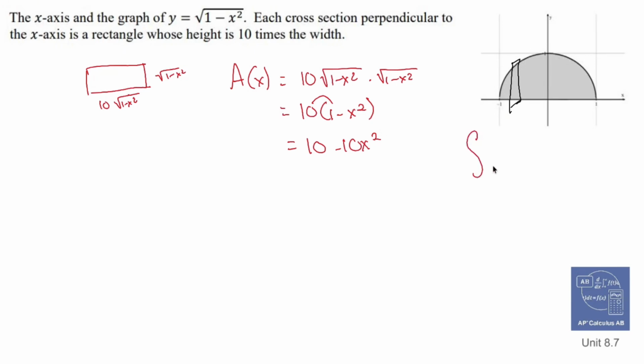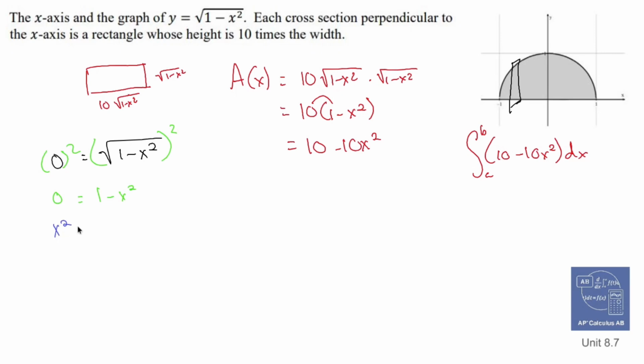So I'm going to integrate this: the integral of 10 minus 10x squared dx. Issue number one is I don't know my limits yet. But what I do know is this curve is set equal to the x-axis. So I'm going to do 0 equals the square root of 1 minus x squared. Let's square both sides, pretty easy stuff. That's just going to make the square root go away. So 0 equals 1 minus x squared. Let's add x squared to both sides. So x squared equals 1. Square root everything, positive or negative, and x equals plus or minus 1.